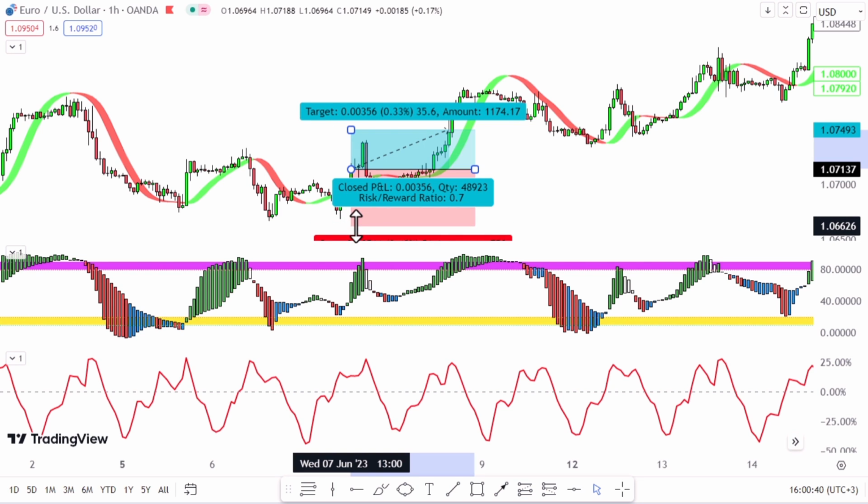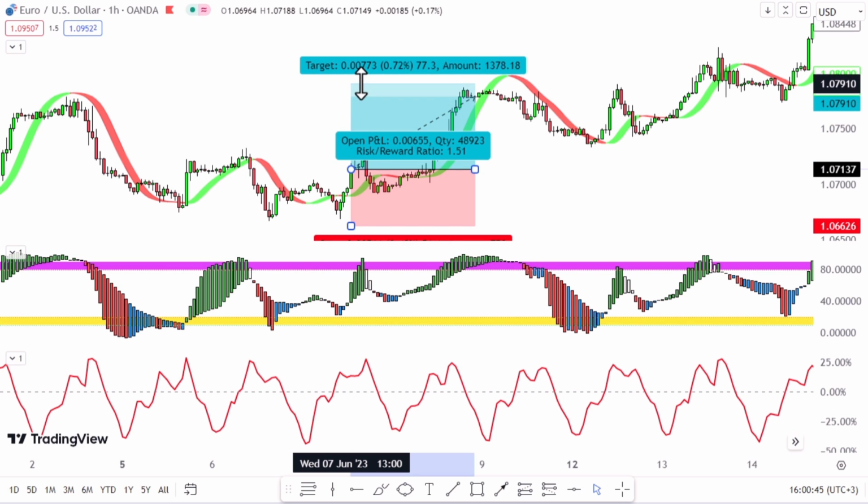We'll be placing the stop loss at the most recent low. For the take profit, we'll be targeting a 1.5 times risk to reward ratio.